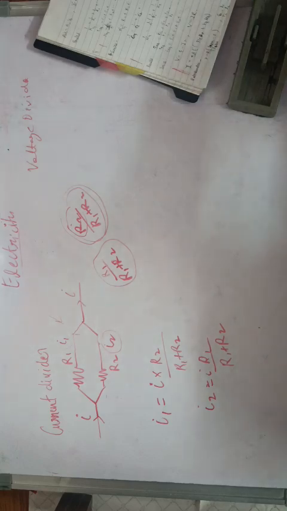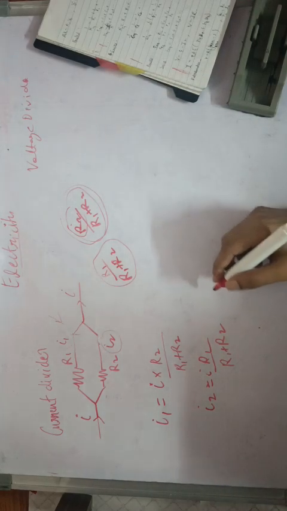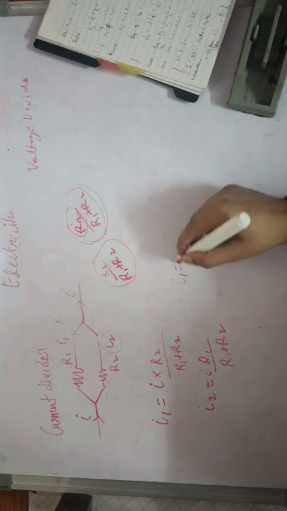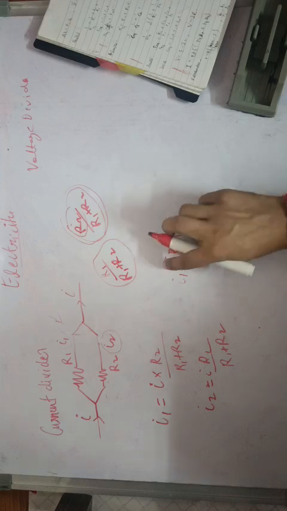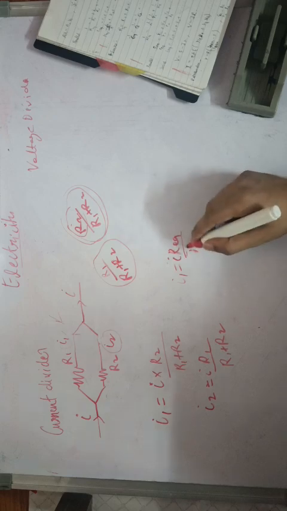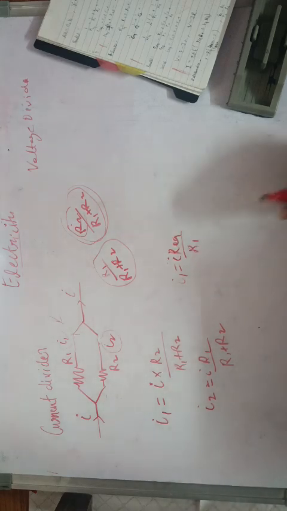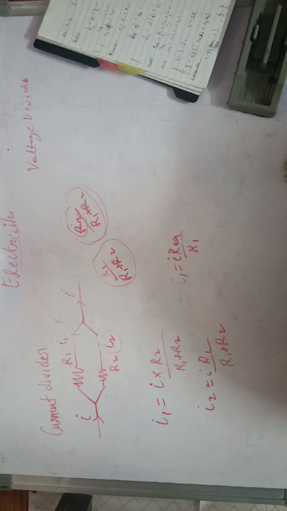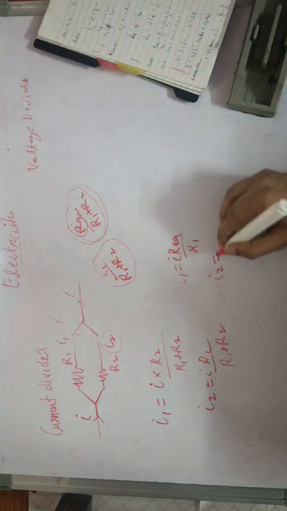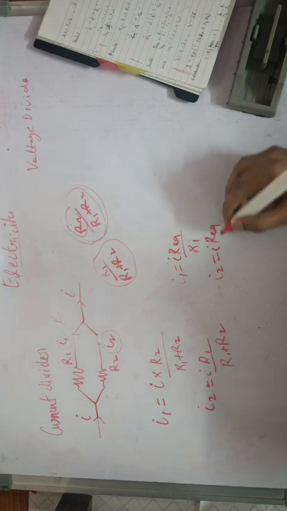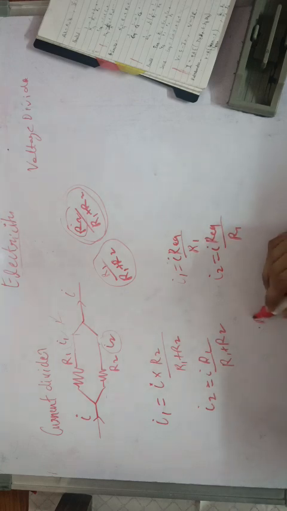And this can also be written as I1 is equal to R equivalent into I divided by R1. Means the larger is the resistance, the lesser is the current. And I2 will become I into R equivalent divided by R2, where R equivalent is simply R1 into R2 divided by R1 plus R2. This is R equivalent.